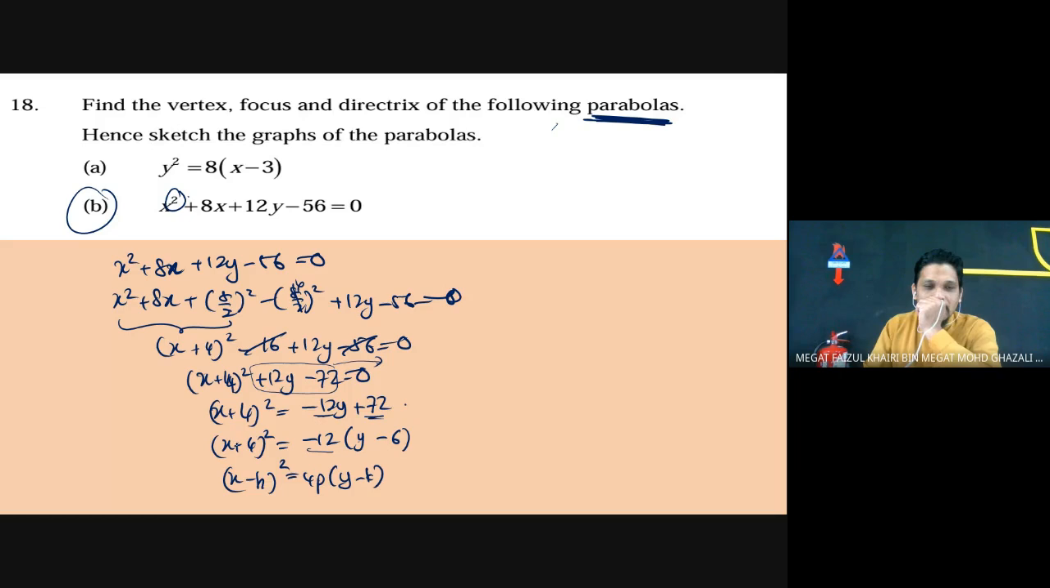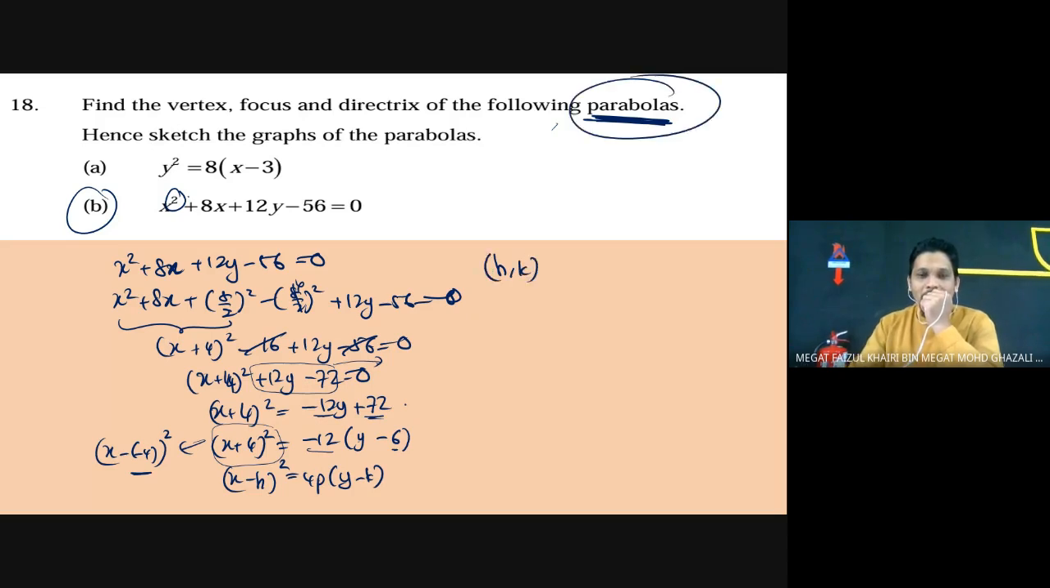So from here, it is (x minus negative 4) squared. So the value of h here is negative 4 and k equal to 6. Okay, h and k for a parabola is not the center. It's not the center of the parabola. H and K for a parabola is the vertex. So if this is a parabola, then this is the vertex (h, k), and now it is negative 4 and 6.